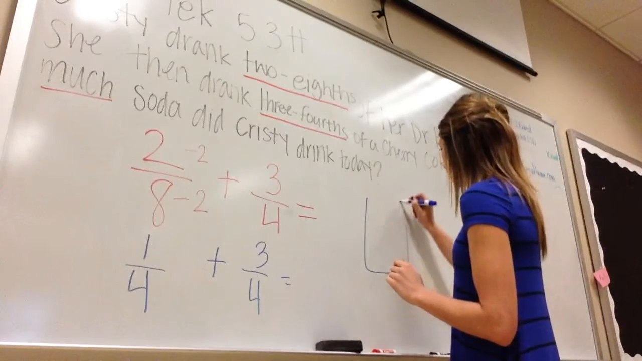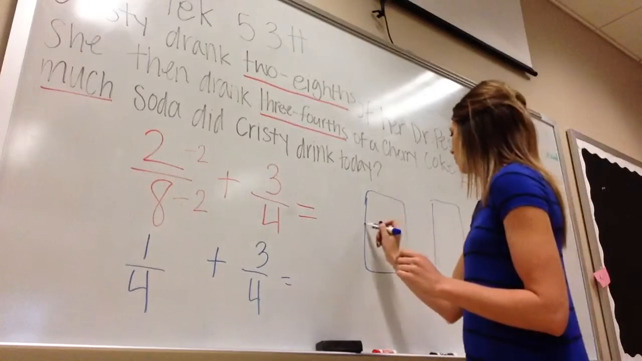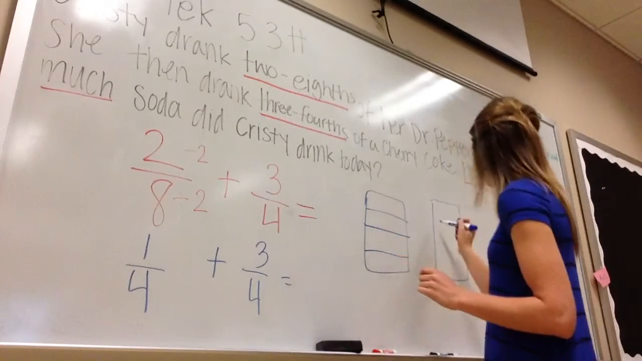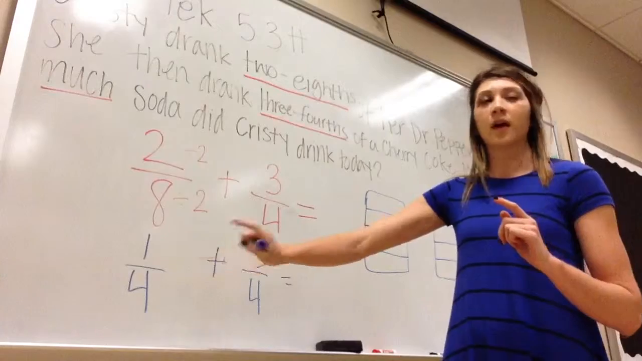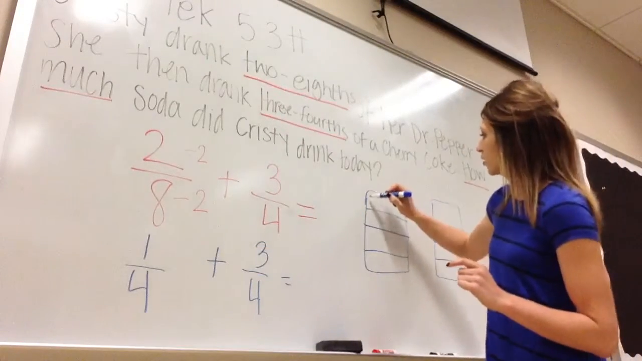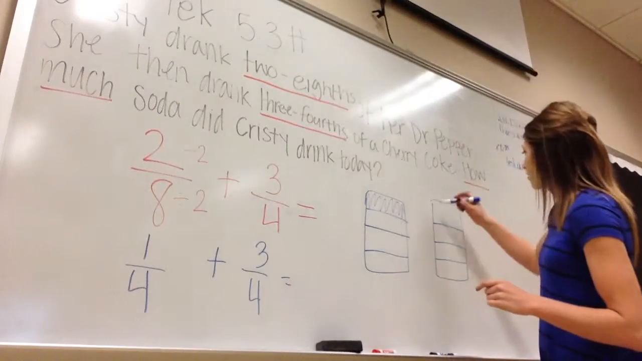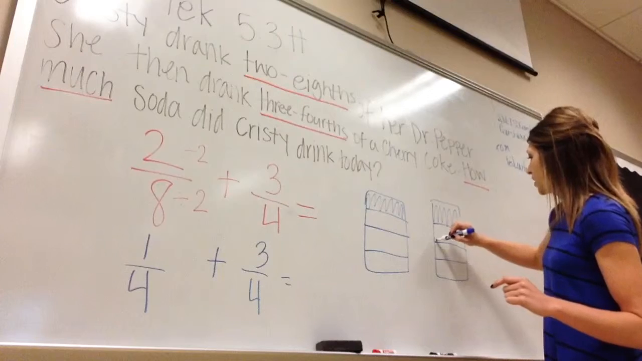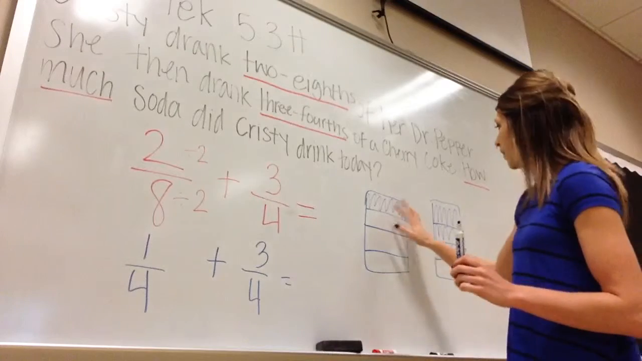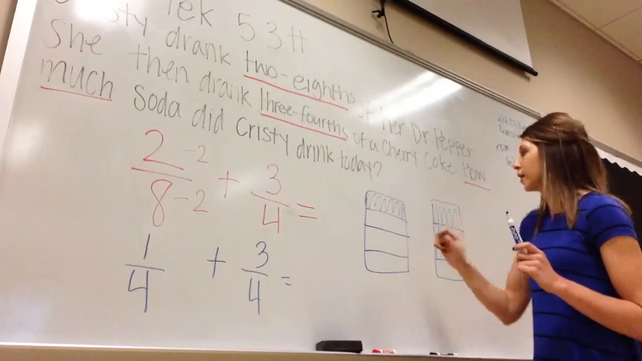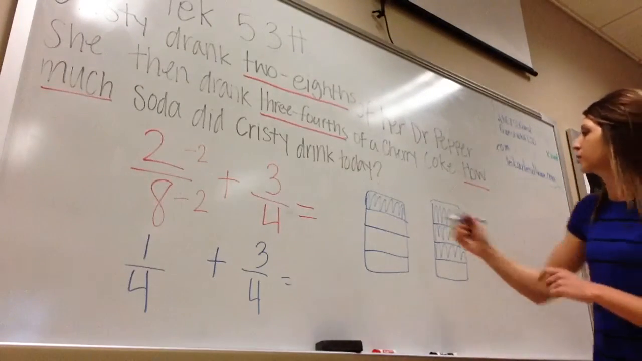I'm going to draw one area model out, and the second one out. Let's divide that into fourths. So she had 1/4 of that Dr. Pepper. Let's shade one of those in right here. And then she had 3/4 of that cherry Coke. She must have really loved that cherry Coke. 1, 2, and 3/4. Let's count up our shaded parts to get our numerator. So we have, let's count with me, 1, 2, 3, 4. So our numerator would be 4.